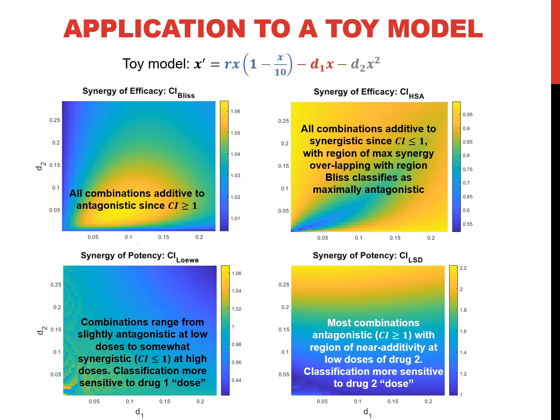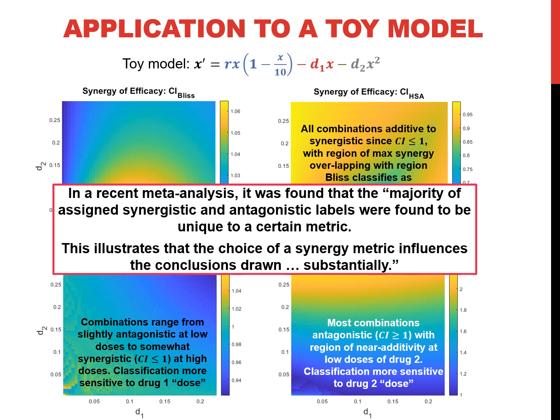Well, this is not amazing. And it is known that this is not amazing. In fact, in a recent meta-analysis, it was found that the majority of assigned synergistic and antagonistic labels were found to be unique to a certain metric.